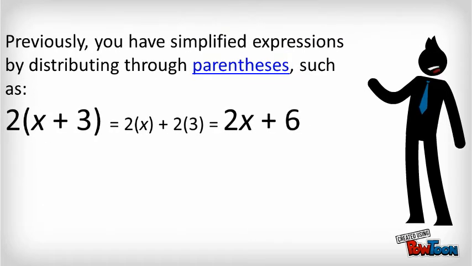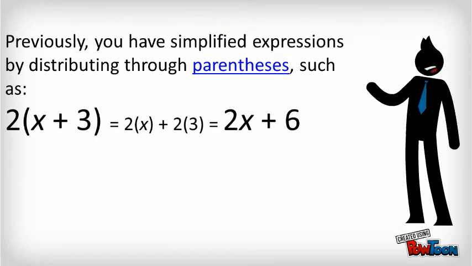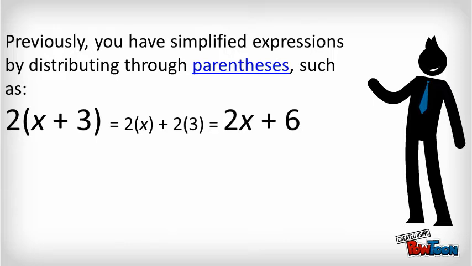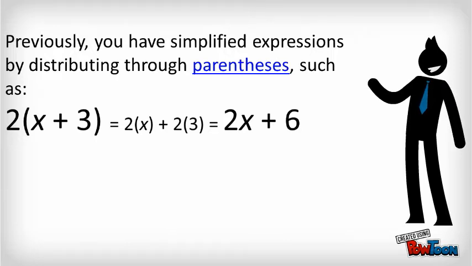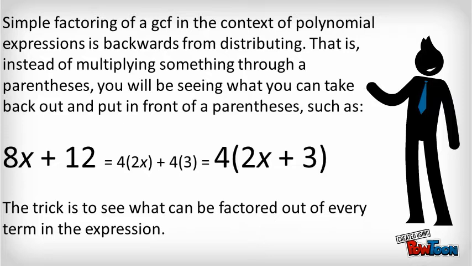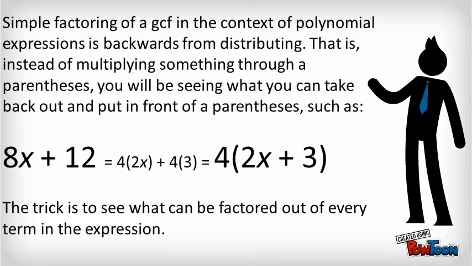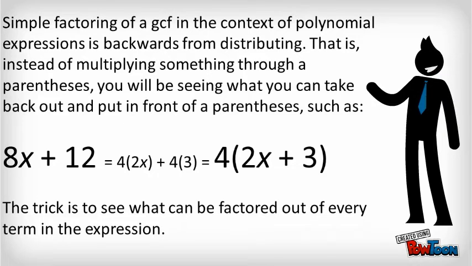Here's an example of distributing. 2 times the quantity of x plus 3 is 2x plus 6. Factoring is the opposite. 8x plus 12 has a greatest common factor of 4, so pull it out and it becomes 4 times the quantity 2x plus 3.